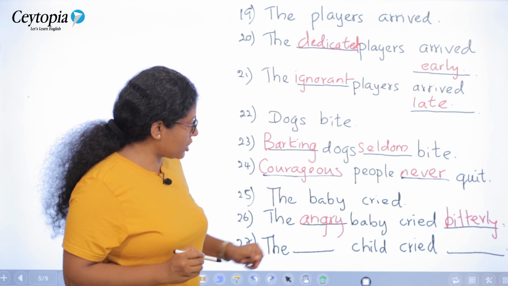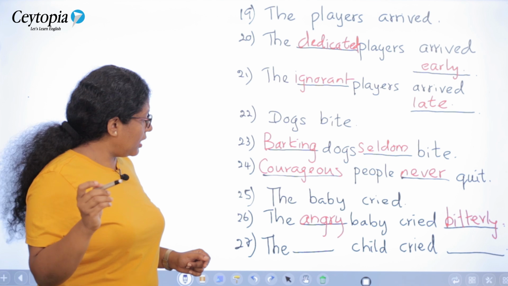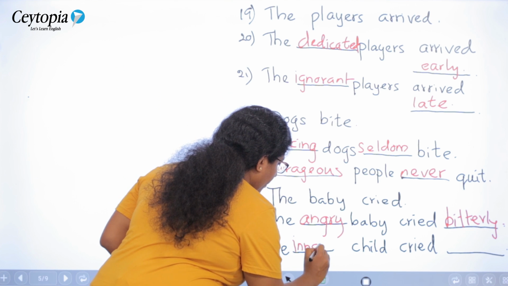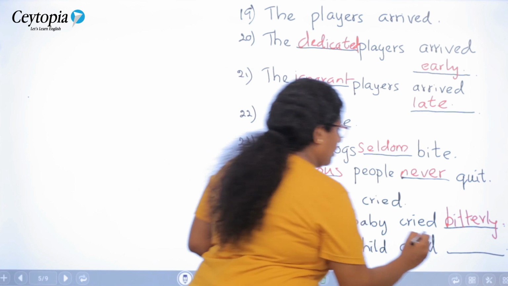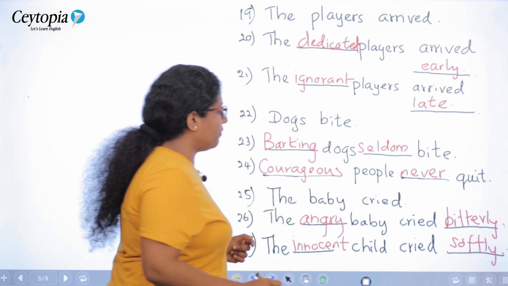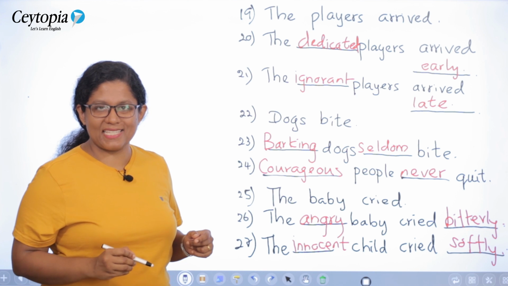We have another child here, number 27. What kind of a child is she? The innocent child. The innocent child cried softly. Different. So we have different adjectives and adverbs used to modify these sentences.